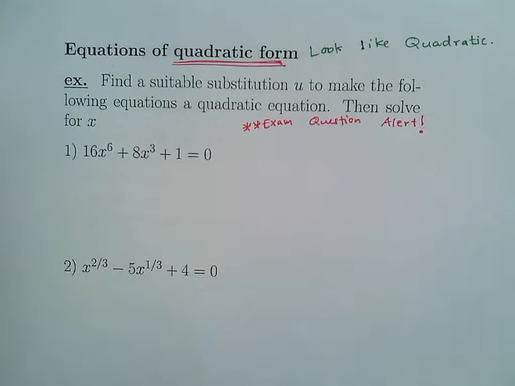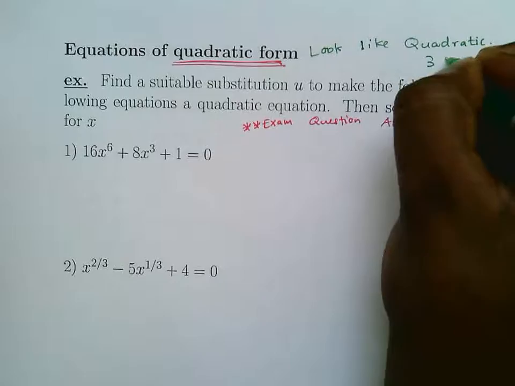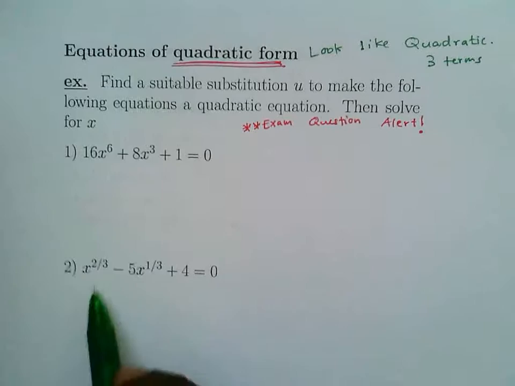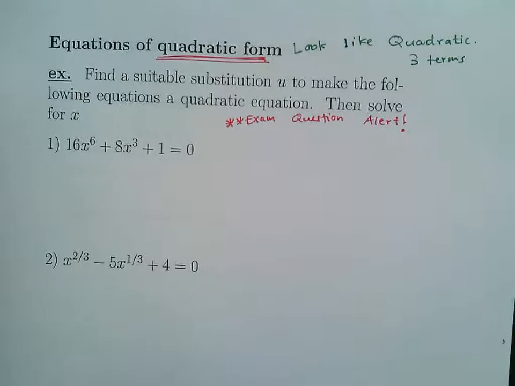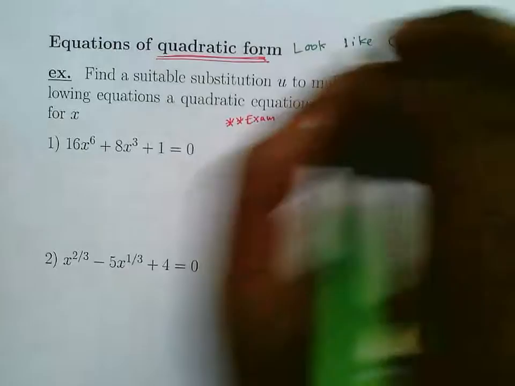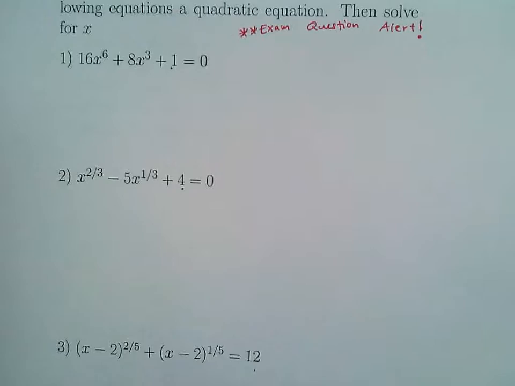Okay, all right guys, so let's see how you do it. So right here, how do we decide whether it looks like a quadratic equation? Well, first of all, it has three terms: 1, 2, 3. And one is a constant.